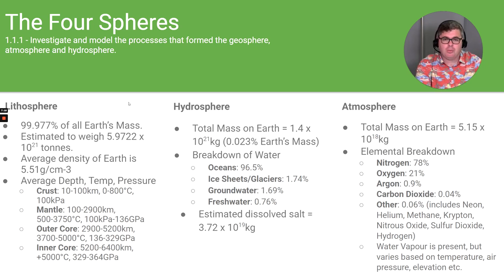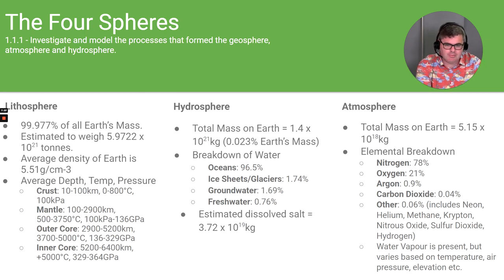Now, you might want to pause here and get this information down, because we have a fair bit here on our lithosphere, hydrosphere, and atmosphere. So we have the estimated mass and percentage of the Earth's mass, its average density, composition, temperature, pressure, breakdown, estimated dissolved materials. So I'll give you a minute to pause and get that down.